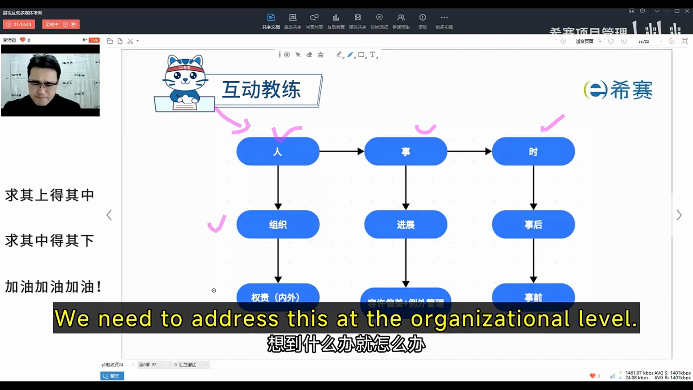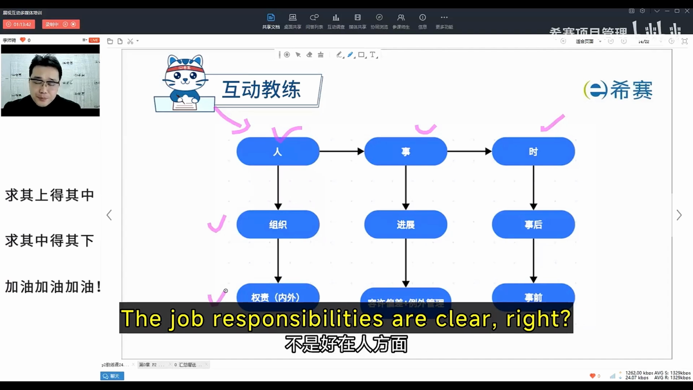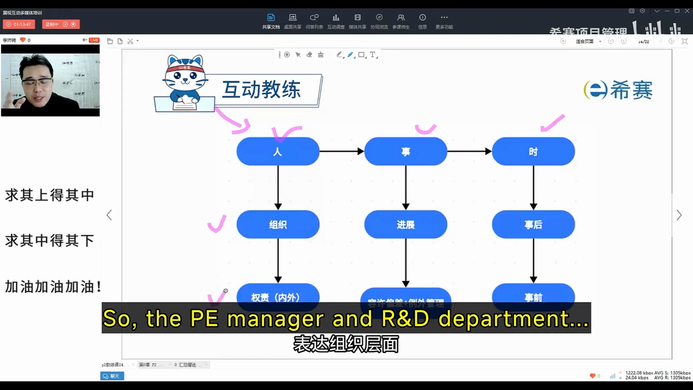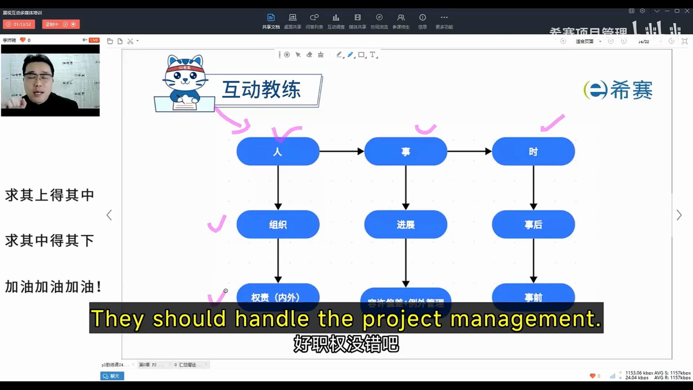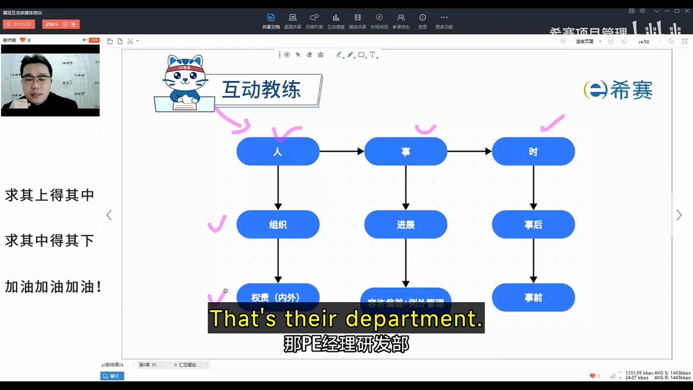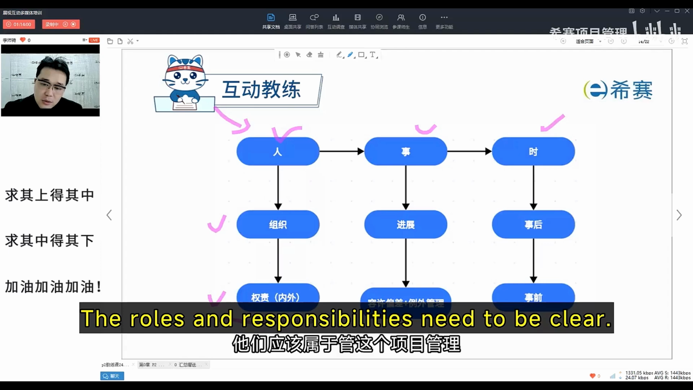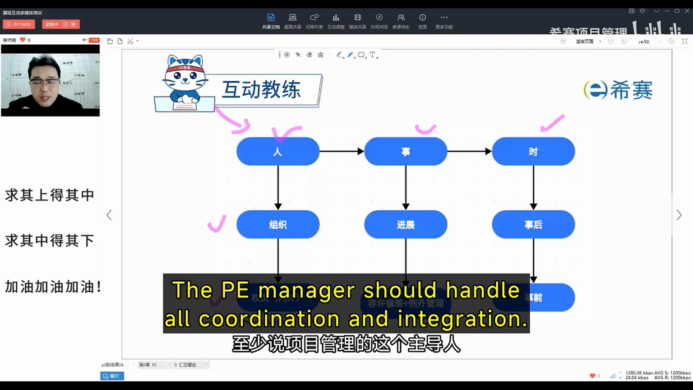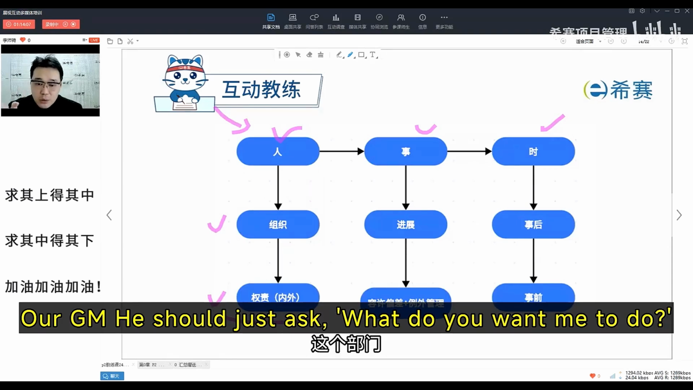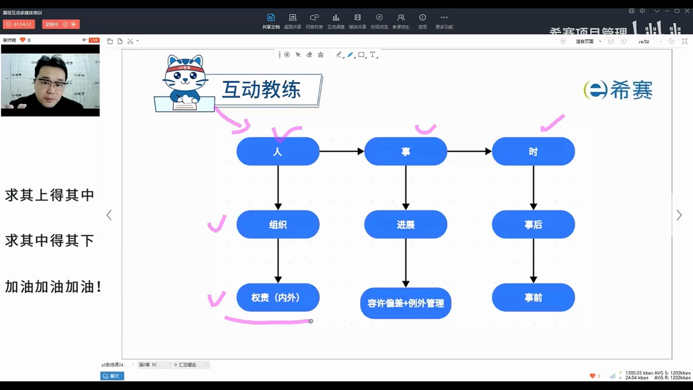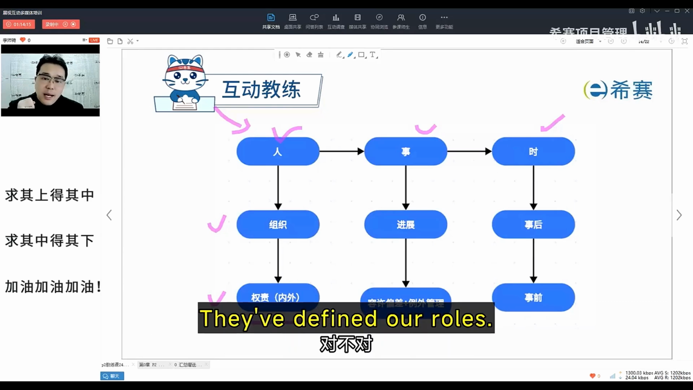We need to address this at the organizational level. The job responsibilities are clear, right? Let's say the company has given authority to the PE manager. So, the PE manager and RD department, they should handle the project management. At least, they're the key figures in project management. That's their department. The roles and responsibilities need to be clear. The PE manager should handle all coordination and integration. Our GM, he should just ask, what do you want me to do? I'll do what I'm told, nothing more. Isn't that so? That's how it should work. The company puts it in writing. They've defined our roles.